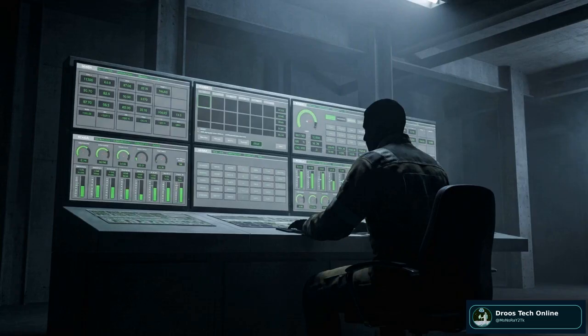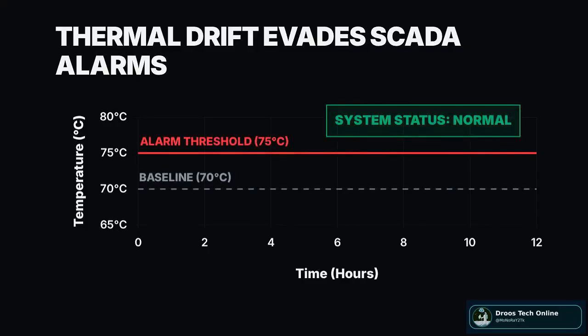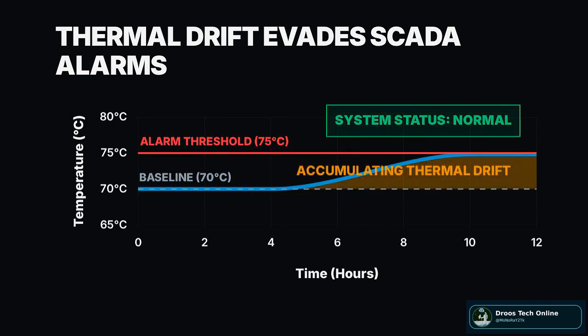The industry standard for monitoring the thermal state of these rooms is the conventional Supervisory Control and Data Acquisition System, or SCADA. This chart demonstrates the binary logic of a conventional SCADA setup, a predefined baseline capped by a rigid alarm threshold. Gradual thermal drift can evade this setup. A slow, steady temperature rise accumulates beneath the threshold's radar, remaining entirely invisible to the alarm logic.